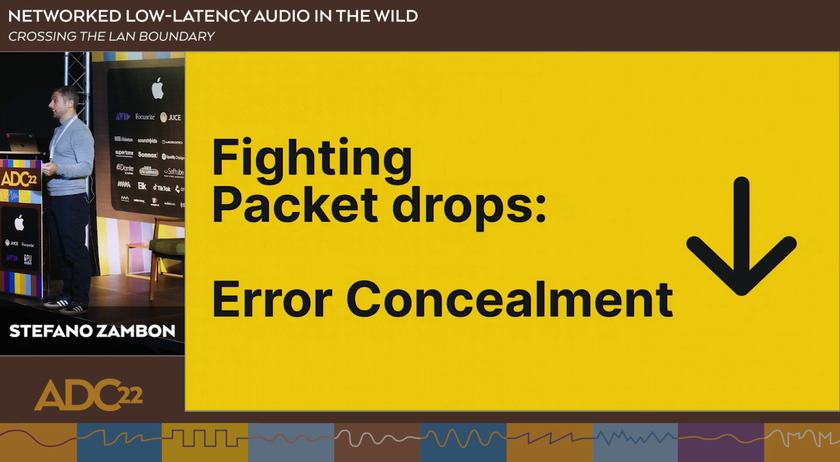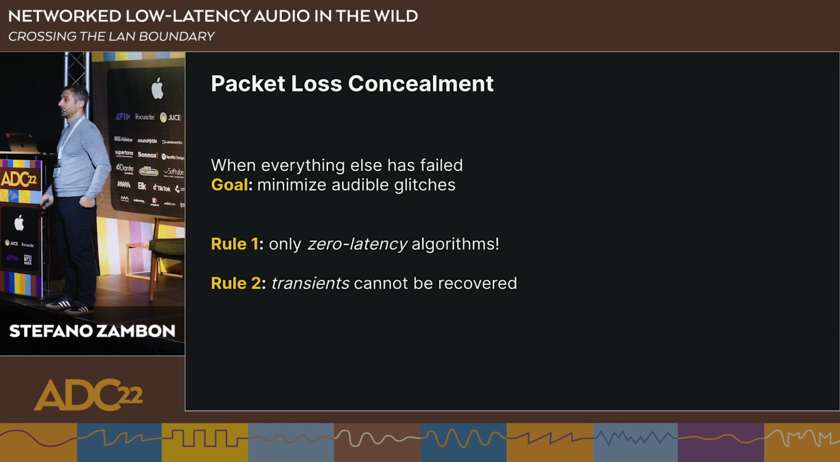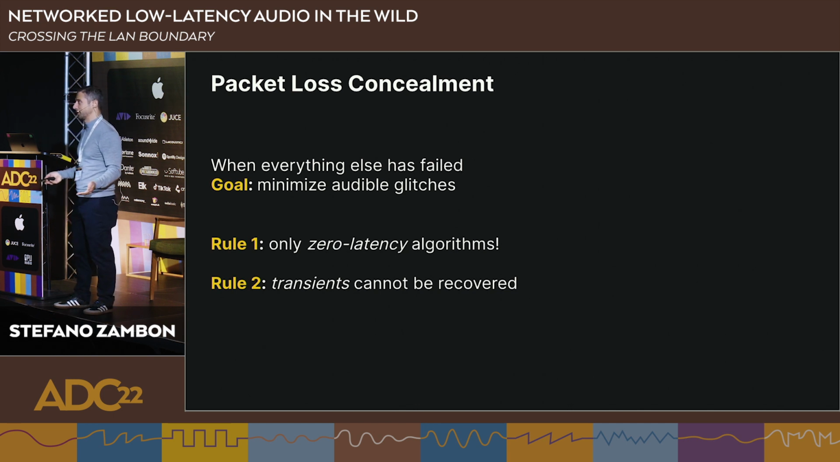So if that happens, you tried everything and you're still losing packets, we say, let's invent some data. The goal here, again, is to minimize the audible glitches. If these things happen for a short period, hopefully the user won't hear anything. There are some rules to this game. Rule number one: only zero latency algorithms. The reason is, if you add latency in your algorithm, you might just as well increase the size of the jitter buffer. You're probably going to get the same results in a much simpler way.